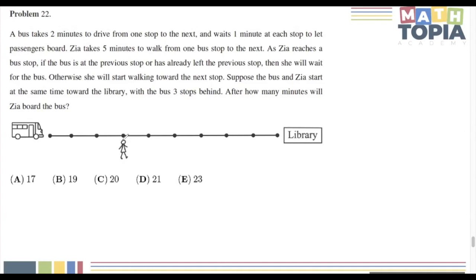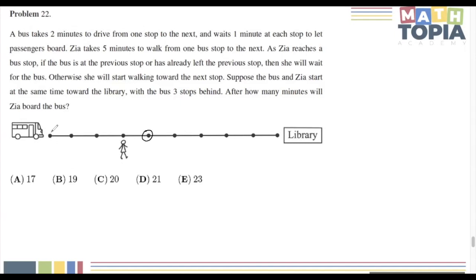All right, so basically, Zaya takes 5 minutes to walk here, right? So the rules here are Zaya will continue to walk to the library unless the bus is in this zone. Then she'll wait for it. Makes sense, right? So right now the bus is way far behind, so she's not waiting. She's going to go herself. So she takes 5 minutes to walk to over here, right?